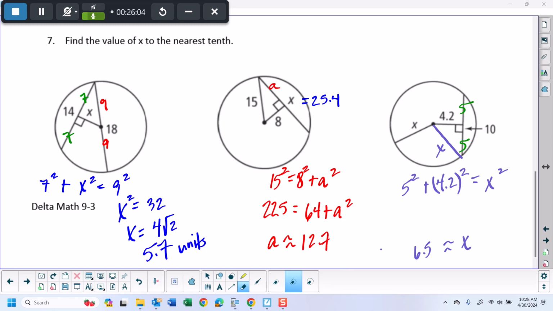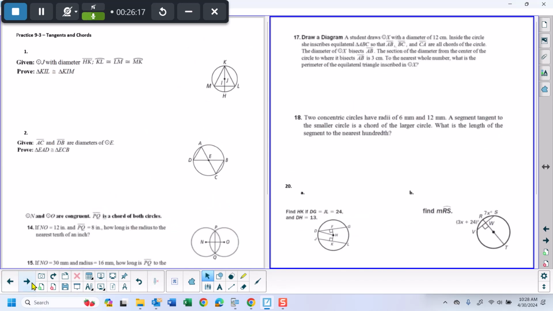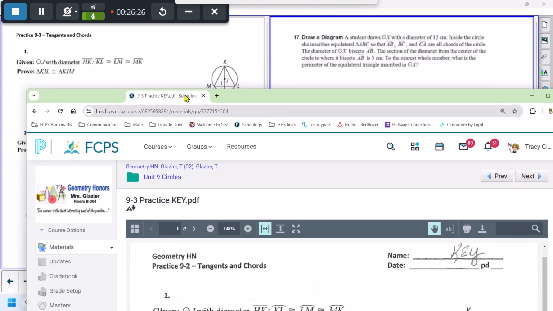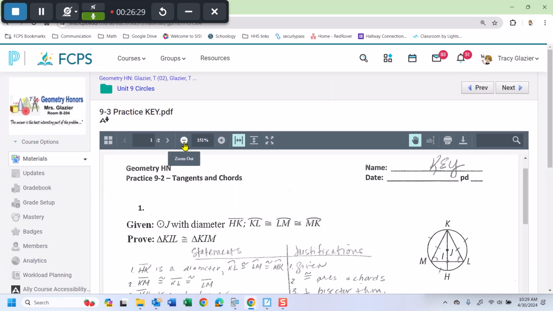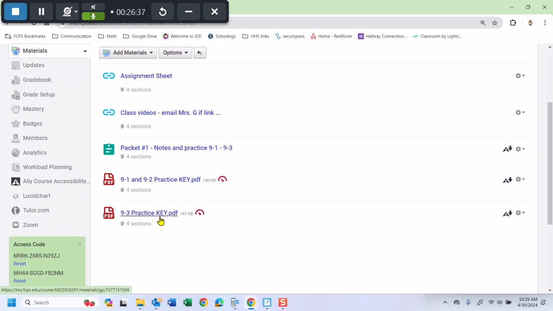All right. When you have your next work time, your next two pages, where instead of the Delta Math, we had this practice. We didn't like much of what the Delta Math had to offer. So instead we wanted to give you this. This key is posted on Schoology. So if you go to our Schoology page and our folder on circles, this practice key is here. And you're welcome to check your answers and let me know how you did.